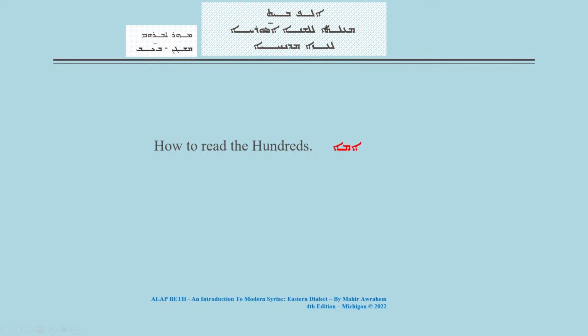Hundreds, how to read hundreds. 100 means one hundred. For hundreds, more than one, when you start from 200 and up, you have to put it in the plural form. And we learned that the numeric values from qof to tau are 100 to 400.